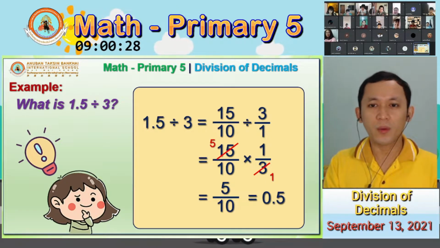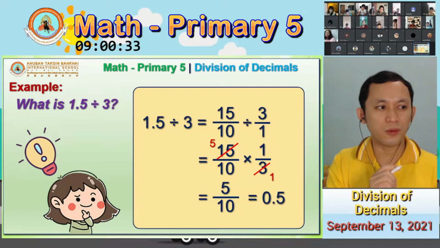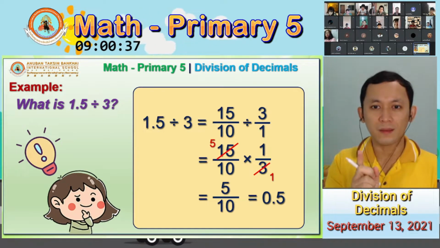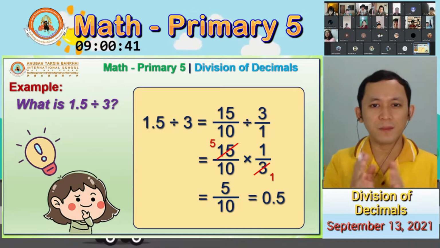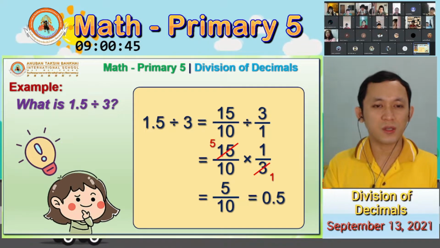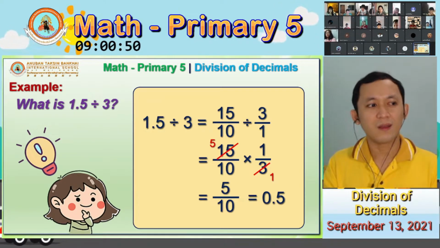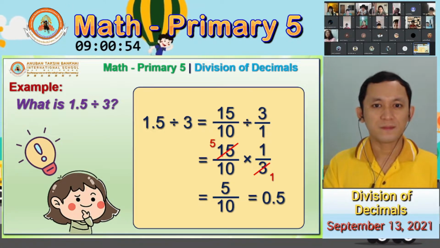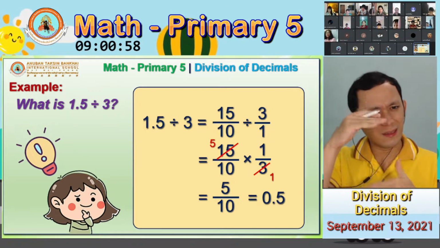Okay, so if we're going to multiply that, we can cancel out 15 by 3. 15 became 3, 3 became 1. So if we multiply 5 times 1, we have 5, and 10 times 1, we have 10. So 5 over 10, change to decimal again, we have 0.5. So you can use this one, but this one is kind of long.